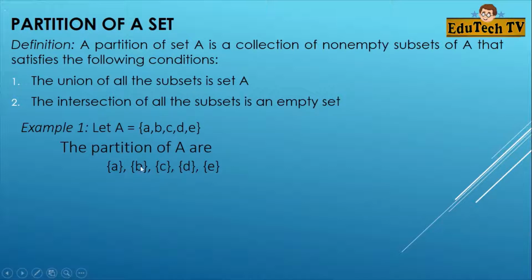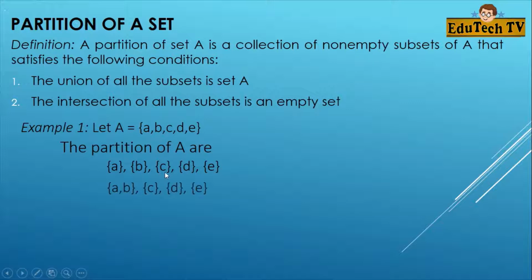Next, ano naman yung intersection ng mga sets na ito? Of course, if there are no common elements, then it is an empty set. So therefore, since these subsets of A satisfy these two conditions, then we can surely say that this is a partition of A.